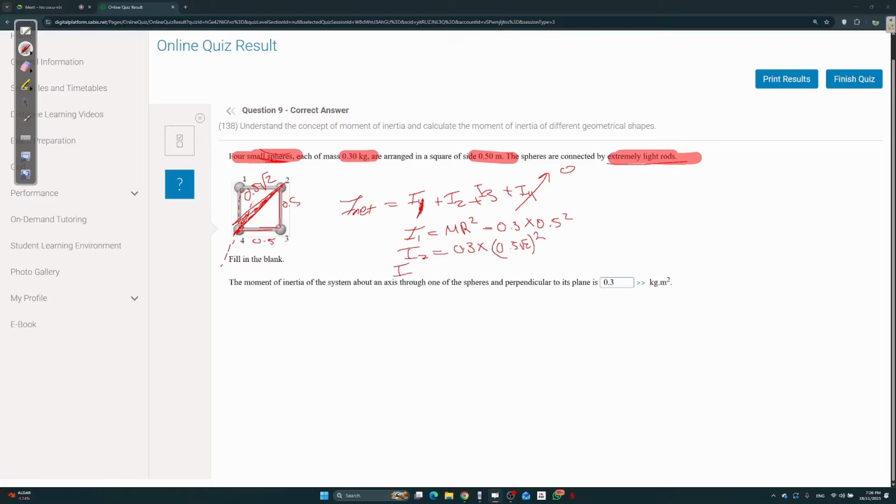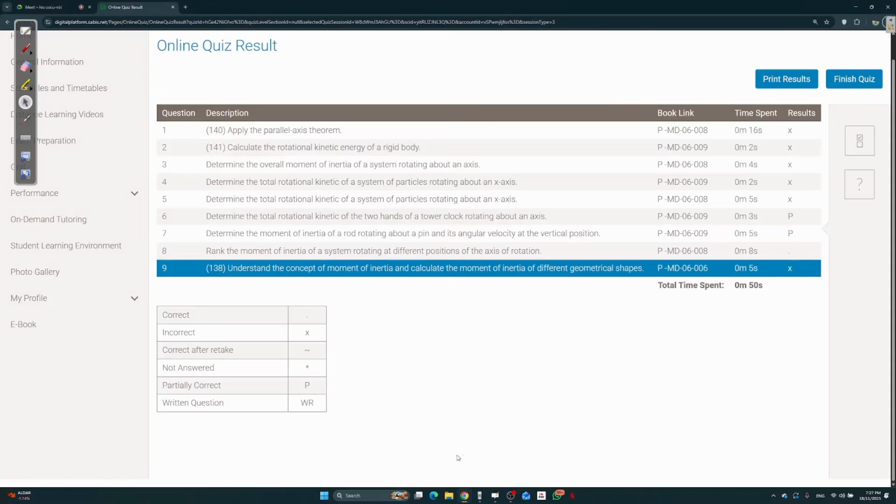Then I3 is going to be 0.3. I3 is over here. There's no diagonal involved, so you just take the distance. So 0.3 times 0.5 squared. Now evaluating all this and adding it up, you're going to get 0.3. Very easy. Okay, these are the steps you follow. Well, thank you so much for watching, and good luck in your exam.